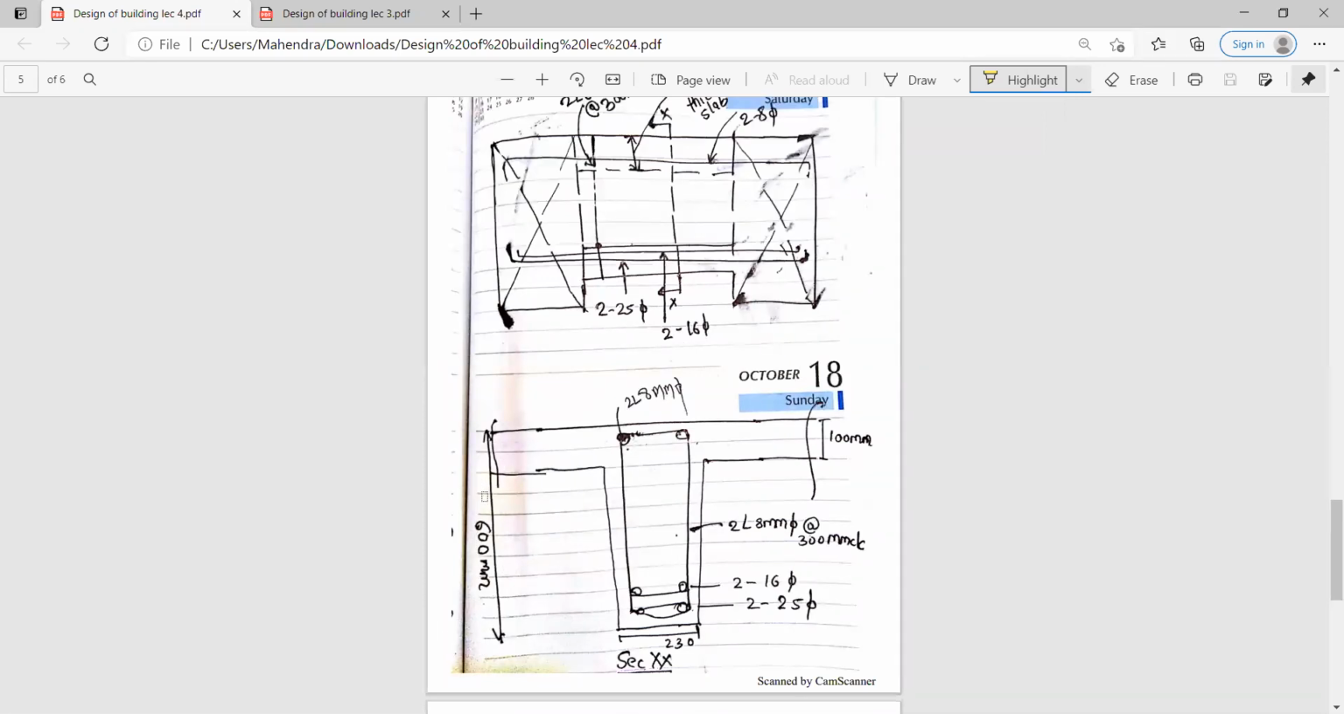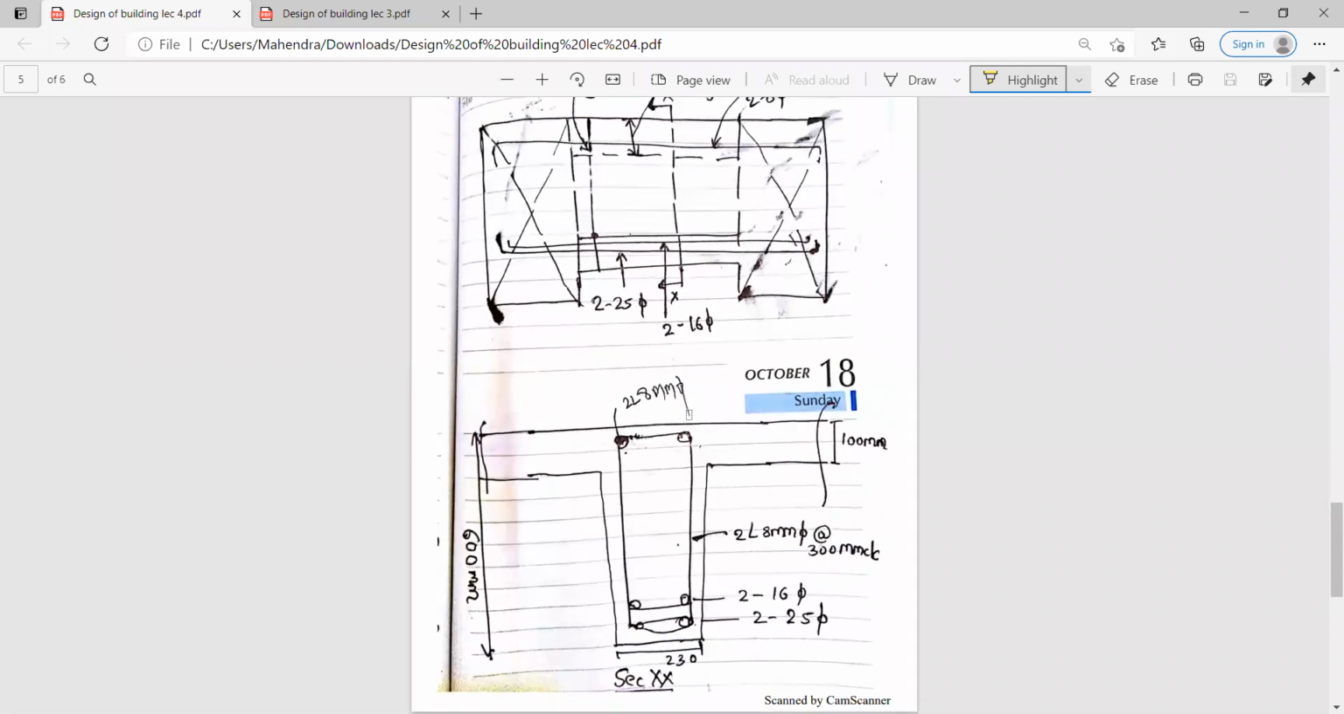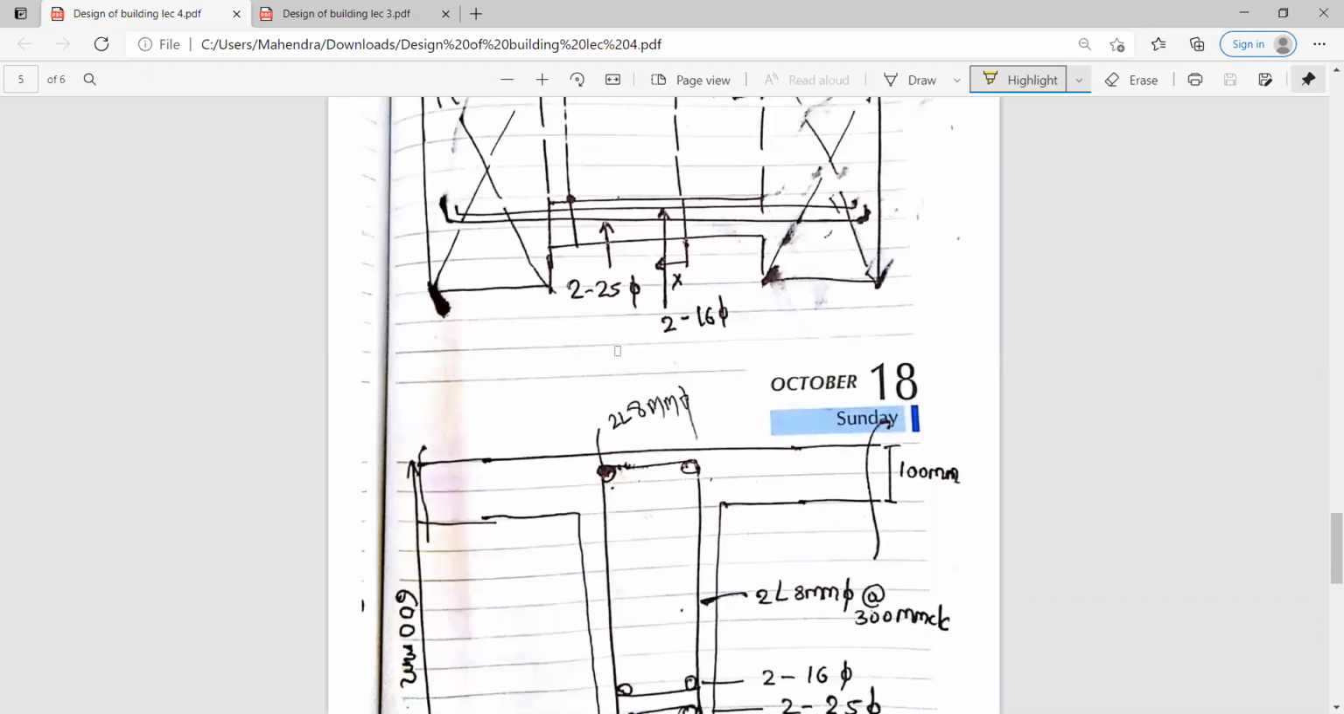Total depth is your 600, and again these two legs of 8 mm diameter are provided over here, and the thickness is 100 mm. Again these two legs of 8 mm at the rate of 300 mm center to center, this much spacing you had got, and these two bars of 16 millimeter diameter and the two bars of 25 mm diameter. So draw this detailing for this particular sum.